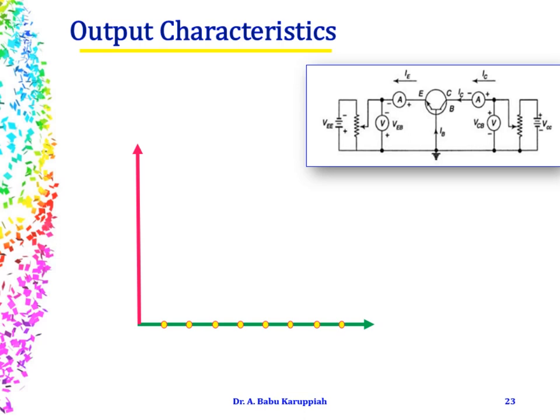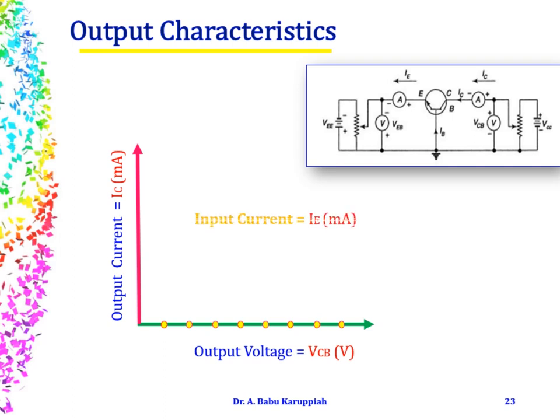Now we will understand the output characteristics of the NPN bipolar junction transistor. The experimental setup is the same, but the procedure varies. First we will outline the procedure. We change the output voltage, and for every change in the output voltage we note down the corresponding output current. And how do we do that? By keeping the input current constant.